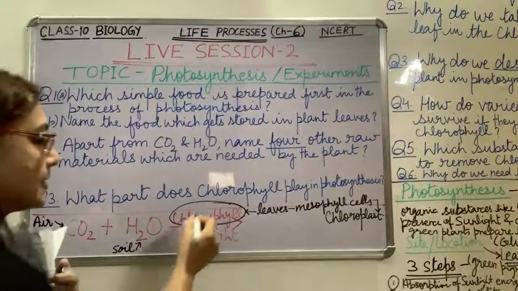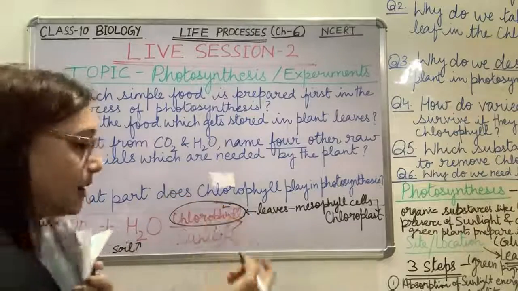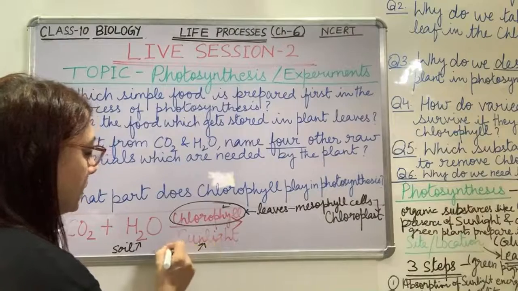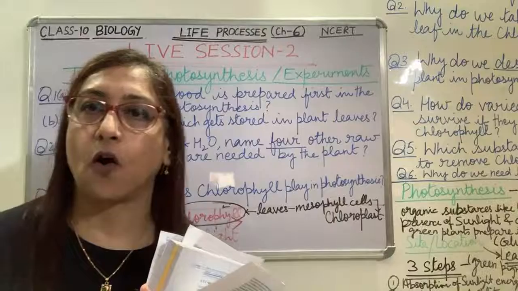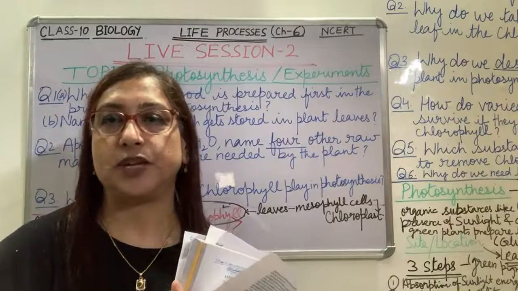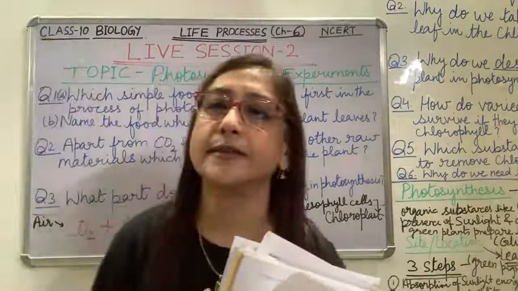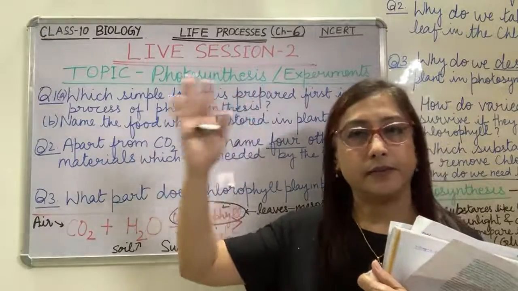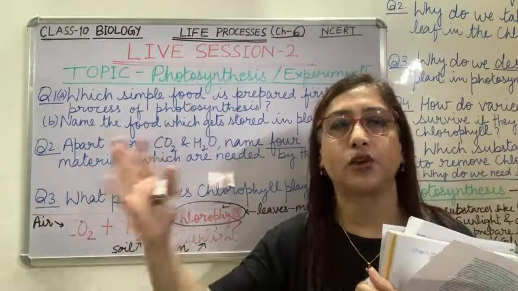So this is about the raw material chlorophyll, where it is present. And where do you get the sunlight from? This is quite simple. You get it from the sun. The sun is the biggest source of light and energy, as you know. Children, photosynthesis can also take place in artificial light, that is tube light or bulb light.